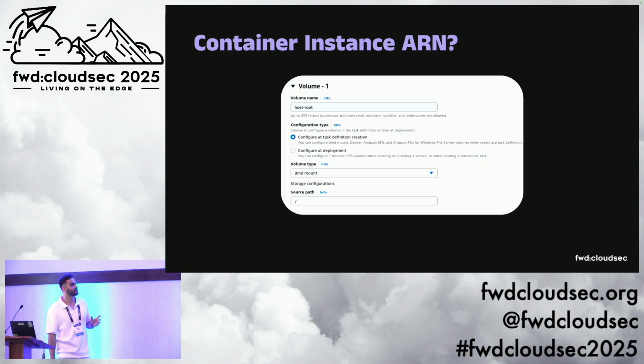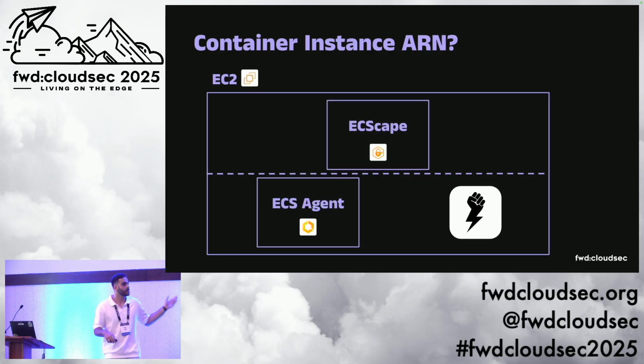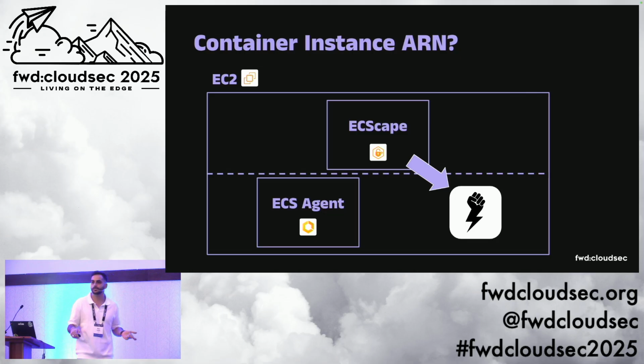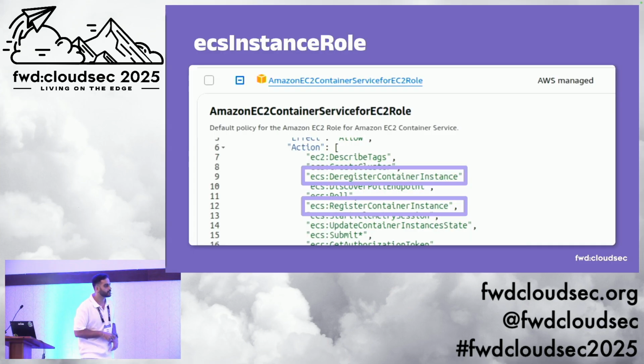ECS has a feature to create a volume and mount point. So I thought to myself, I can create a mount point to the host root and get the BoltDB, and from there, I can get the instance ARN. But it wasn't enough. This is a unique configuration that makes the vulnerability depend on it, and it's not very common, so it's useless for me.